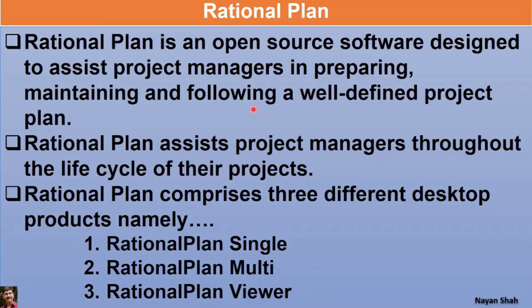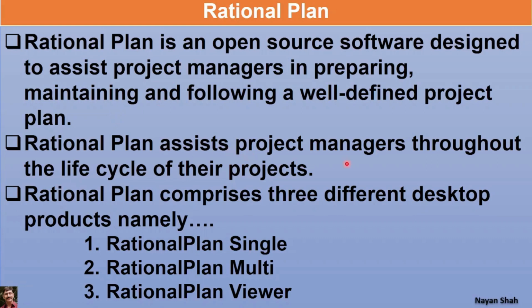Next is Rational Plan software. Again, this is a new software, but this is a very useful software. The only thing is, the textbook has not given a single screenshot of Rational Plan software. So we'll just discuss it theoretically. Rational Plan is an open source software designed to assist project managers in preparing, maintaining, and following a well-defined project plan. So it is for management purposes. Those who are dealing with different projects, and the project manager wants to use a software which can help the project manager in its project, can use Rational Plan.